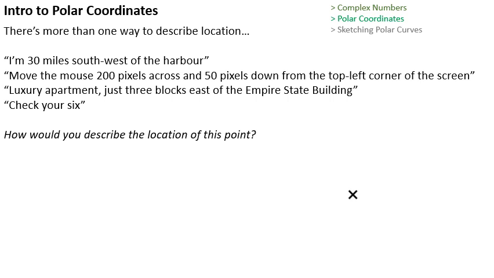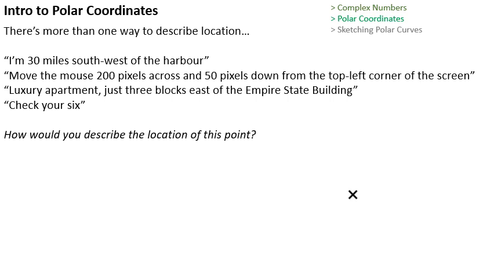So to start with, see if you can come up with some good ways to describe the location of this point, this little X marked on the screen. How would you describe its location? See if you can come up with a few different ways to do that. And then we're going to talk about the fundamentals of exactly what it means to describe something's location.